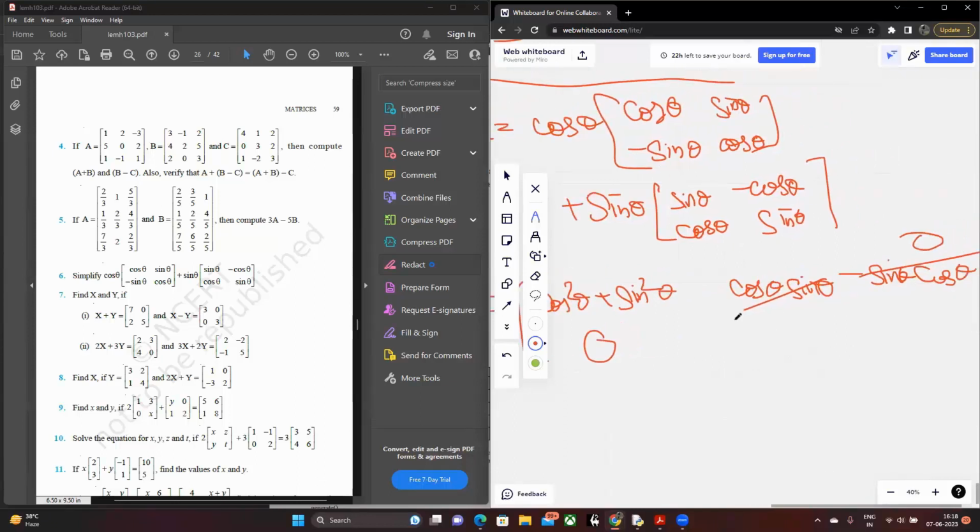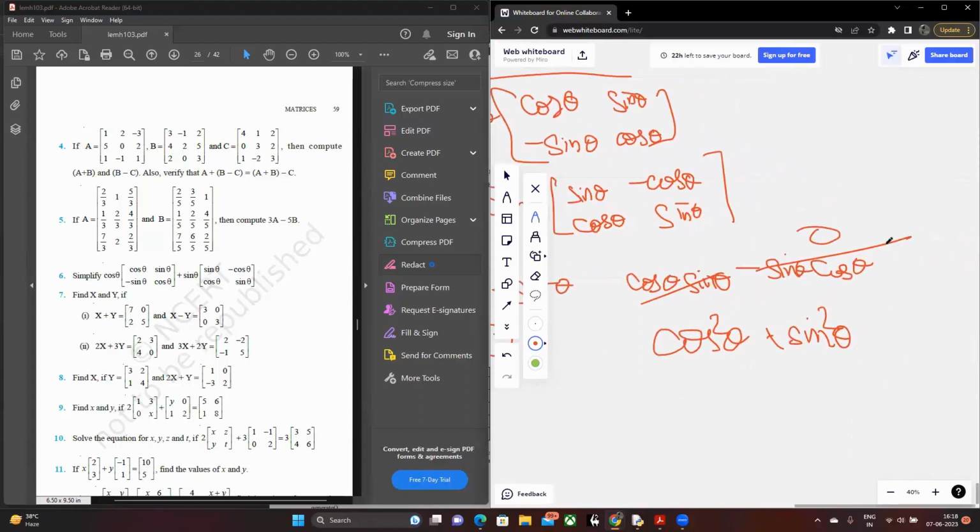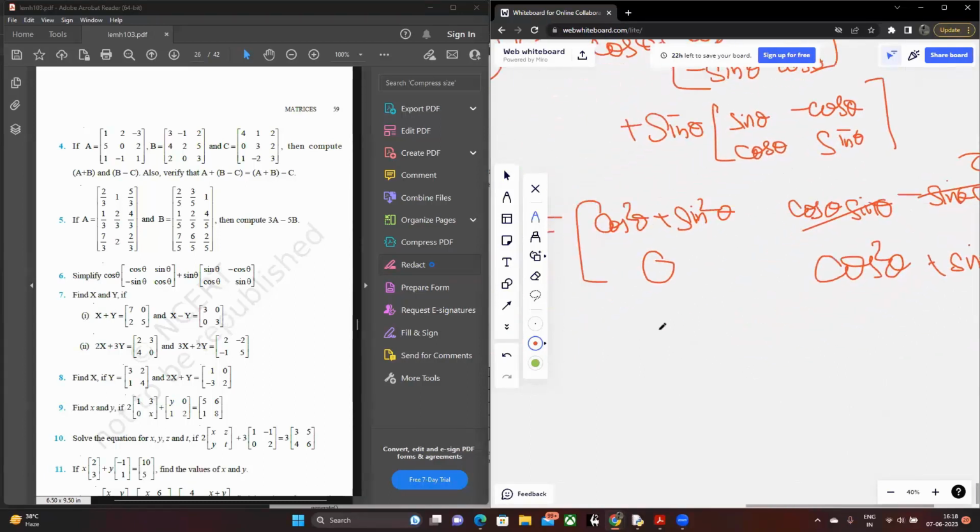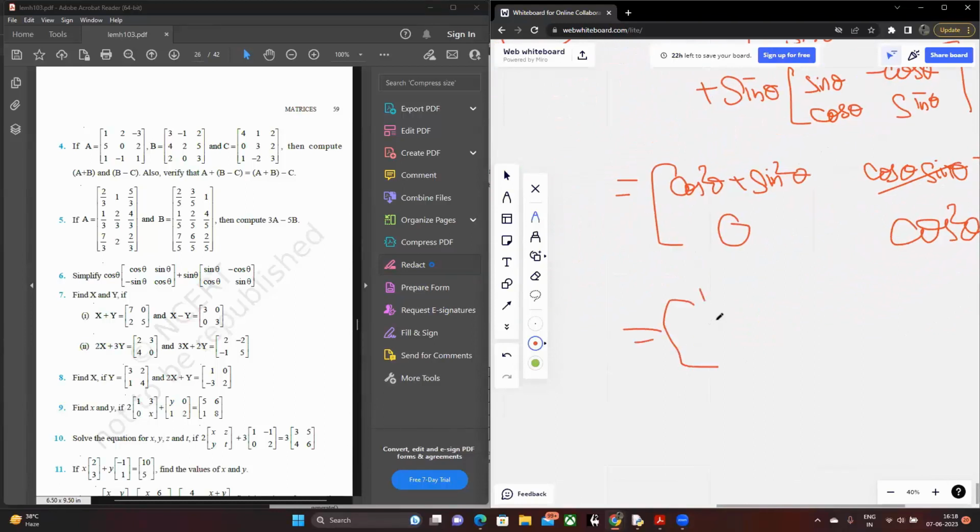And over here, you will again have cos square theta plus sin square theta, right? This is basically the matrix 1, 0, 0, 1, right? Which is the identity matrix of order 2, not element.